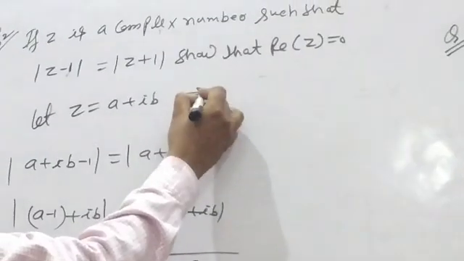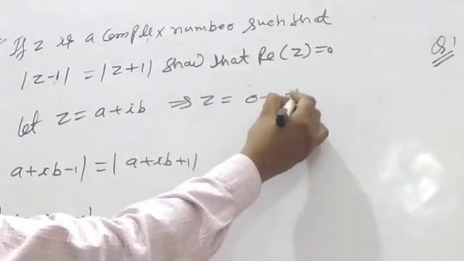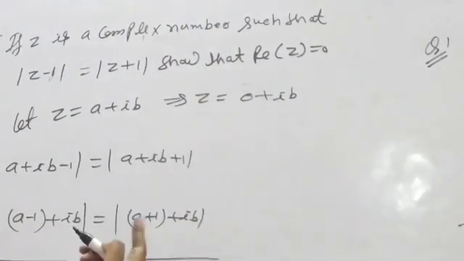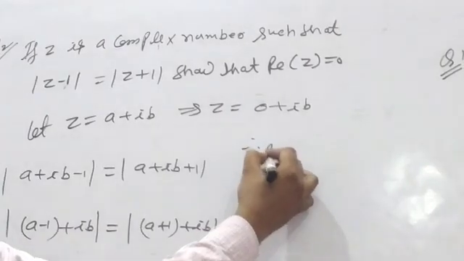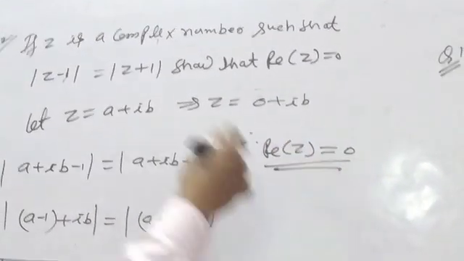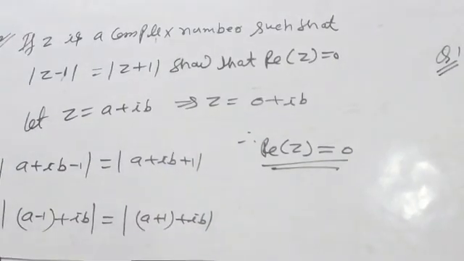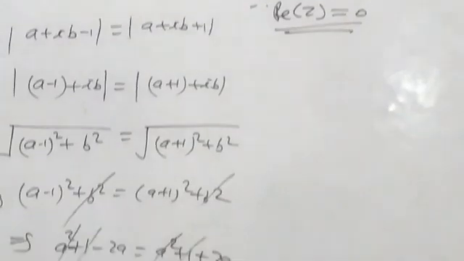Now we can put here z is equal to a, which is 0, so 0 plus ib. Clear? Now what is the real part? 0. Therefore the real part of z is equal to 0. Clear? In this way we have proved that the real part of z is equal to 0. Understood? Very good.